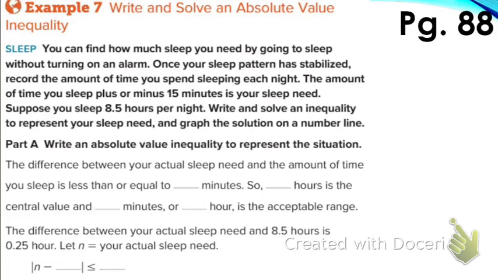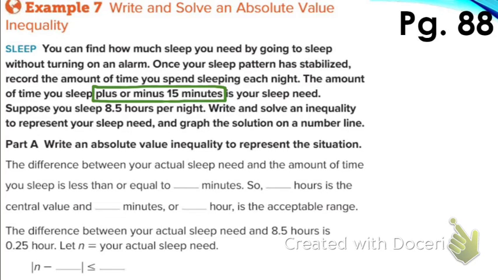The amount of time you sleep, plus or minus 15 minutes, is your sleep need. There's always a little bit of variation about how much sleep you get. If you don't have an alarm waking you up and you go to bed at about the same time each night, sometimes you wake up a little bit before, sometimes a little bit later, but it starts to be a pattern and you wake up around the same time each day.